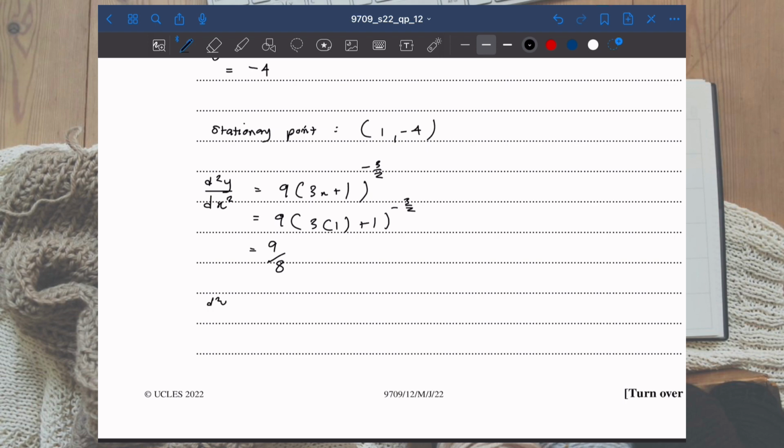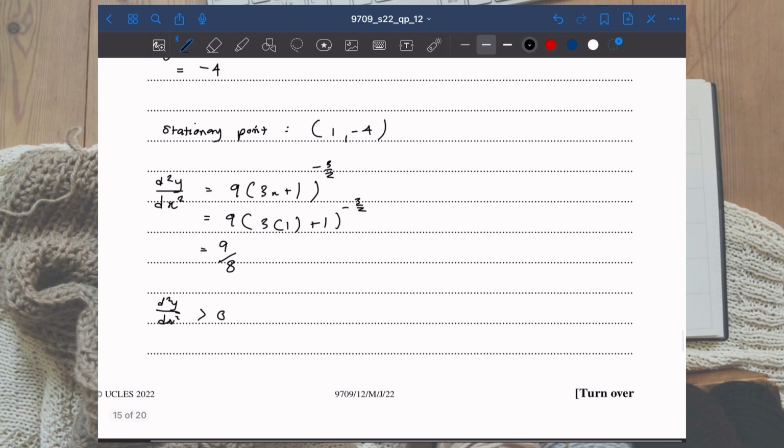So our d²y/dx² is more than 0. So that means our point is a minimum point. So our stationary point will be a minimum. That is your answer for part B.